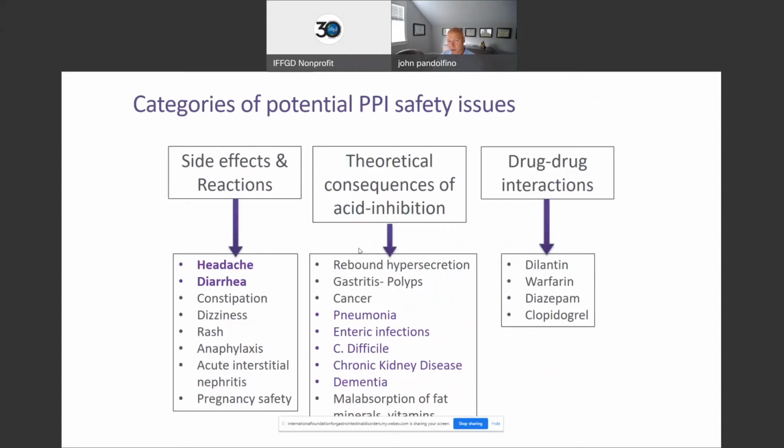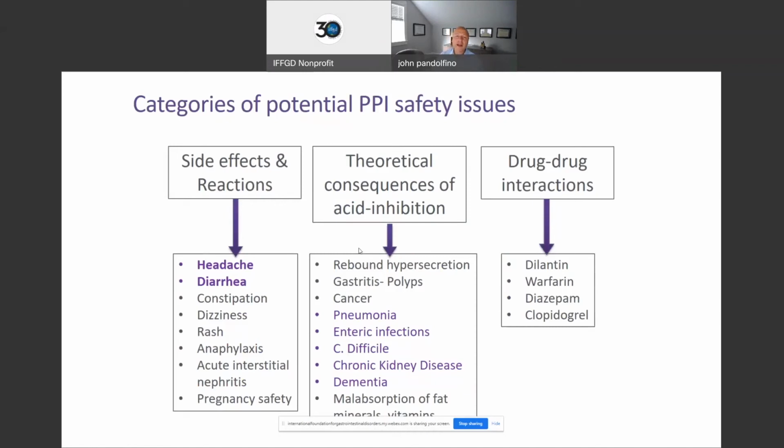Now, PPIs, although they're effective medicines, do have some things we need to consider: side effects and reactions, theoretical consequences of acid inhibition, and some drug-drug interactions, and this is some of them. The most common side effects and reactions with PPIs are headache and diarrhea, but you can pretty much see anything. And if someone has a distinct symptom after they start a PPI and it goes away when they stop their PPI, then it's probably a side effect of the medicine.